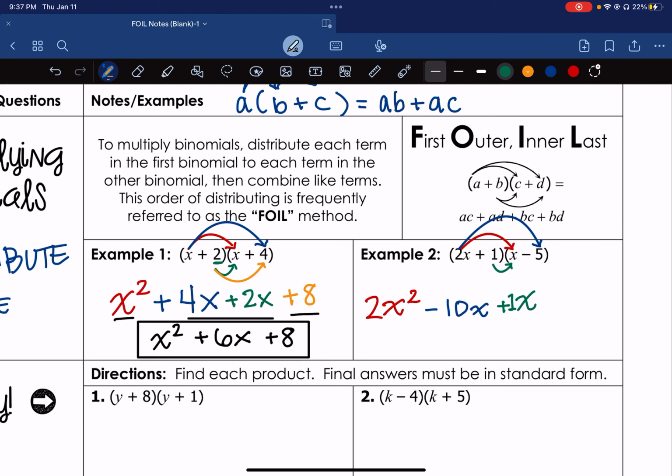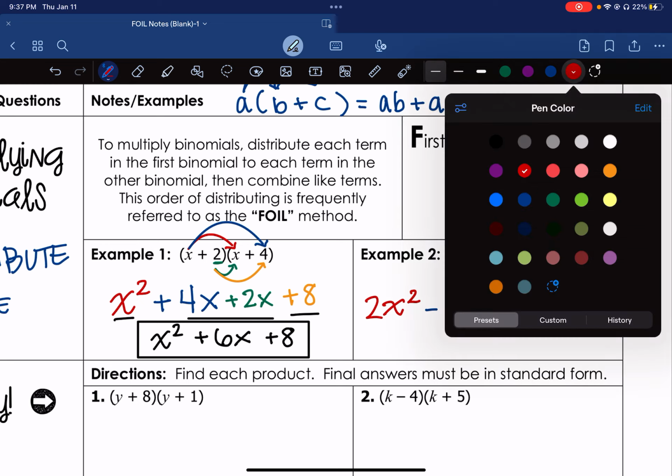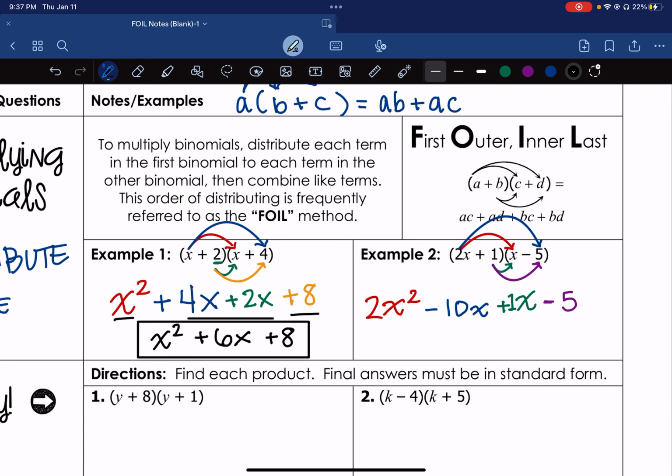All right? And then I'm going to make this purple. I think the yellow is kind of hard to see. 1 times negative 5. Oops. That's going to be 1 times negative 5. That's minus 5, right? 1 times negative 5. Negative 5. All right, so back to combining like terms. I'm going to switch back to the black for our final answer. We have 2x squared, right? No other like terms. Then I have negative 10x plus 1x. That's going to be minus 9x minus 5, right?